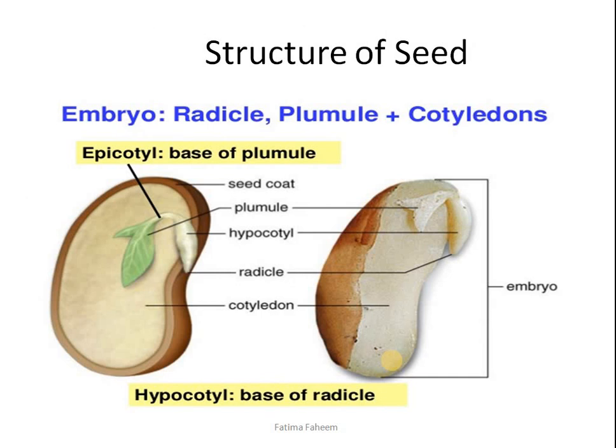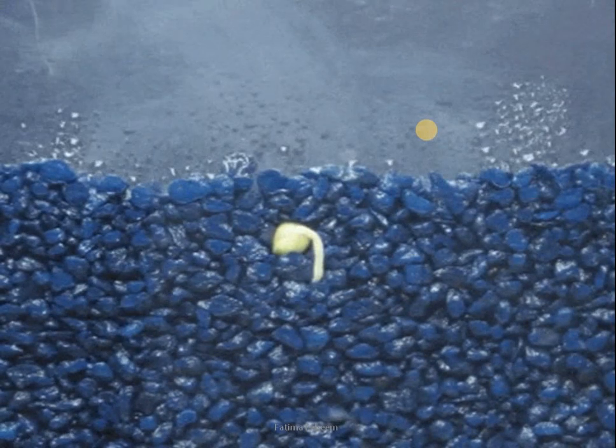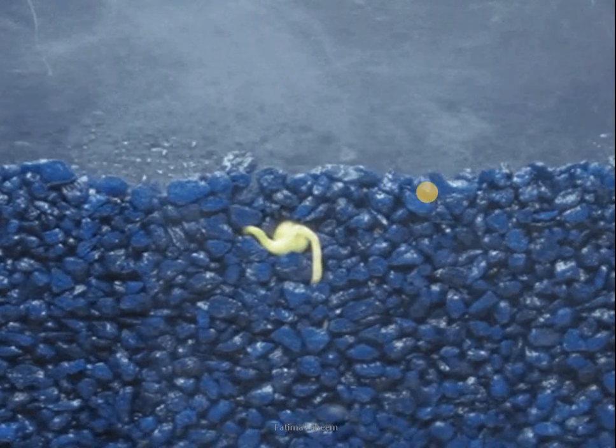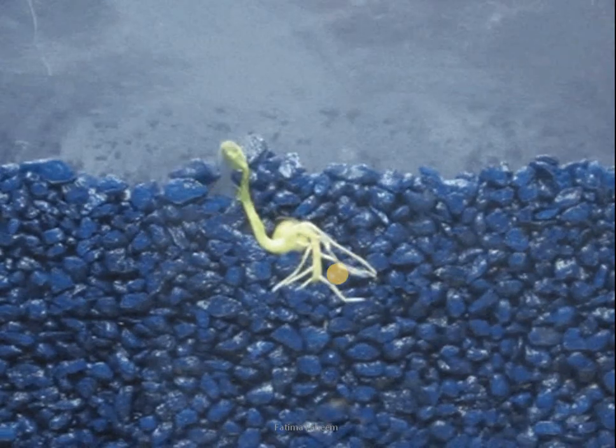Here again in the diagram I have shown you the basic structure of a seed. This is the seed coat. Plumule is the growing shoot. Hypocotyl is the base of the radicle. Radicle is the growing root. Cotyledon is the tissue which is storing the food in the form of starch. Epicotyl is the base of the plumule. Embryo consists of radicle, plumule, and cotyledons. This is the process of germination where you can see that the radicle is growing first and downward.